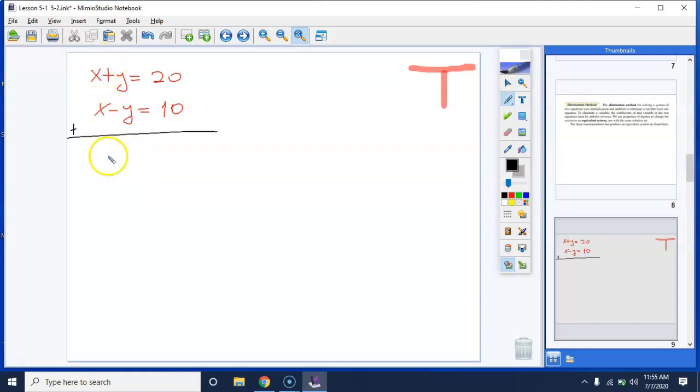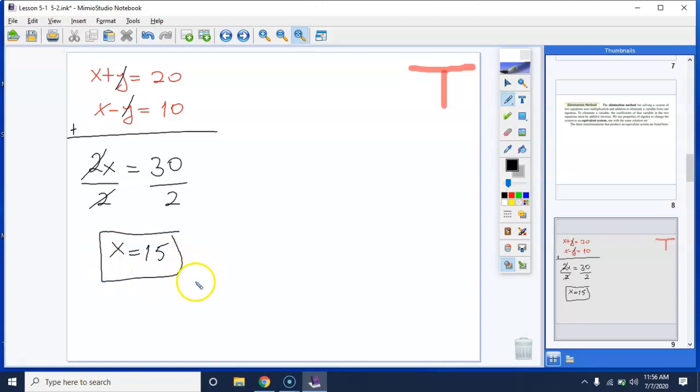Let's do so. x plus x is 2x, but y minus y cancel each other, is gone, equals 20 plus 10 is 30. So thanks to this, I got rid of y. I just get x alone. I'm cool. So let's solve this one. If we divide both sides by 2, I get x equals 15. So y is gone.